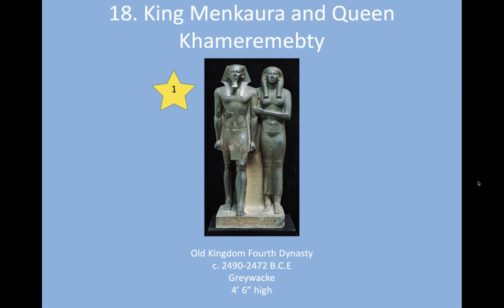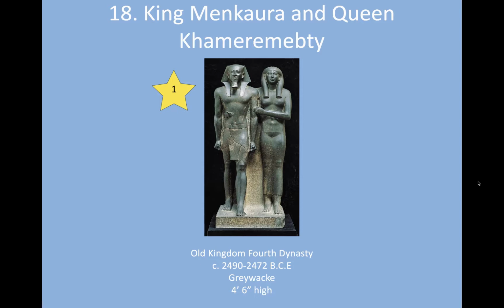So here's King Menkaura and his queen, and her name is all of those jumble of letters, but it's pronounced Khmer-Mebti. So King Menkaura and Queen Khmer-Mebti, he was the pharaoh that had the smallest of the three pyramids at the Great Pyramids in Giza.